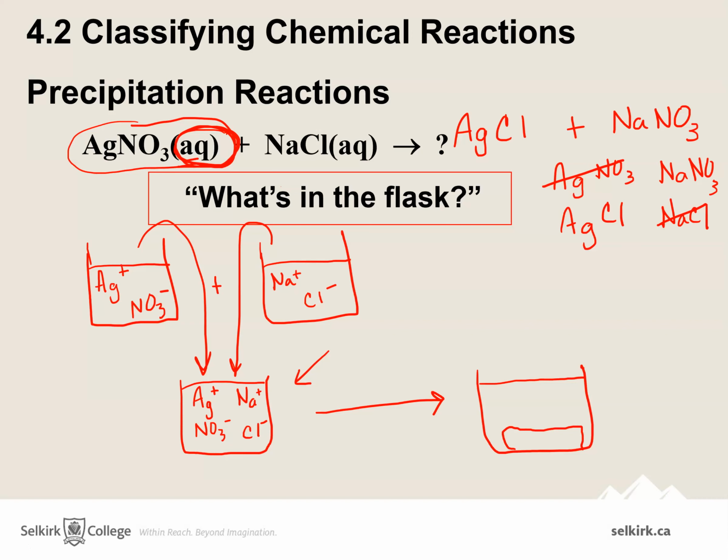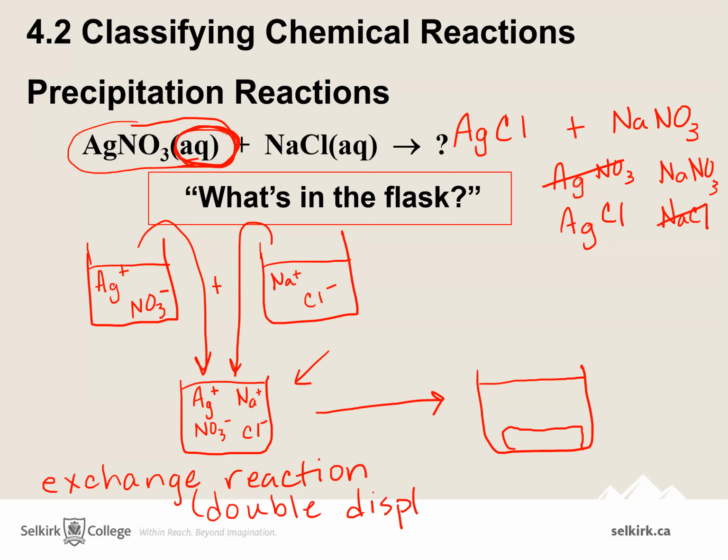This is an example of what I call an exchange reaction. But it goes by other names as well. You'll even see that on the video that you watched before this. They're also called double displacements or double replacements. Because what we can see is that the ions exchange, or they swap partners. The positive of one goes with the negative of the other.